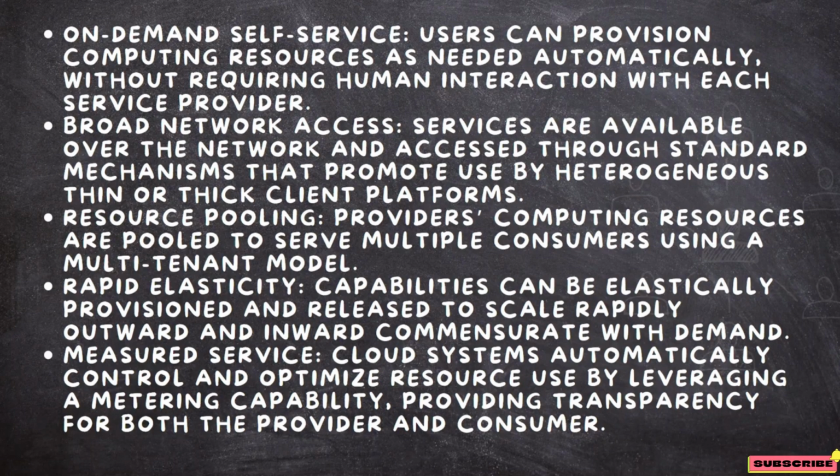Then we have measured service. Cloud systems automatically control and optimize resources used by leveraging a metering capability, providing transparency for both the providers and also consumers. Obviously, if the service which you're taking is not reliable or is not trusted, you will not be able to use that, or people will not get into that service very often. To make sure that it is transparent, it is done by a cloud system which automatically controls it and also interacts with you.